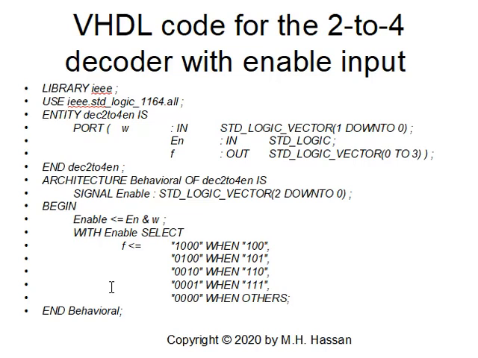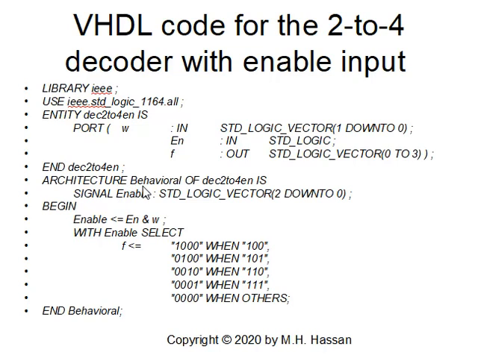Now, I would like to add an enable input. So this is the same entity modified. We change the name to DEC2to4EN, with enable. W is again a 2-bit input, defined as a vector from 1 down to 0. We define an enable EN as a single-bit input in standard logic. And F is also the output vector from 0 to 3, which will hold the minterm values. I end the entity, DEC2to4EN, with a semicolon.